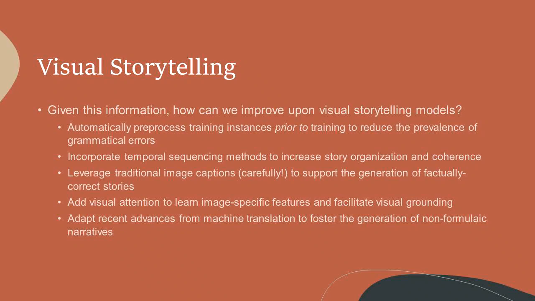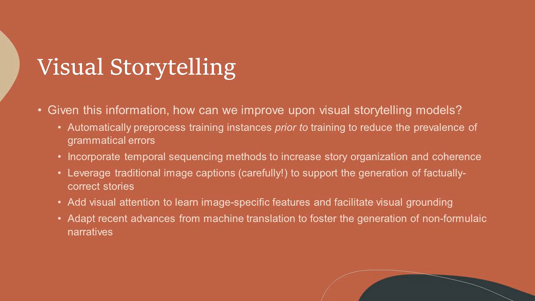First, since we found that many of the crowdsourced training stories themselves contained grammar errors, we recommend automatically pre-processing them prior to training to reduce the prevalence of grammatical errors in generated stories. After all, a model is usually only as good as its training data. Second, since repetition was a common issue, we recommend incorporating temporal sequencing methods to increase story organization and coherence.